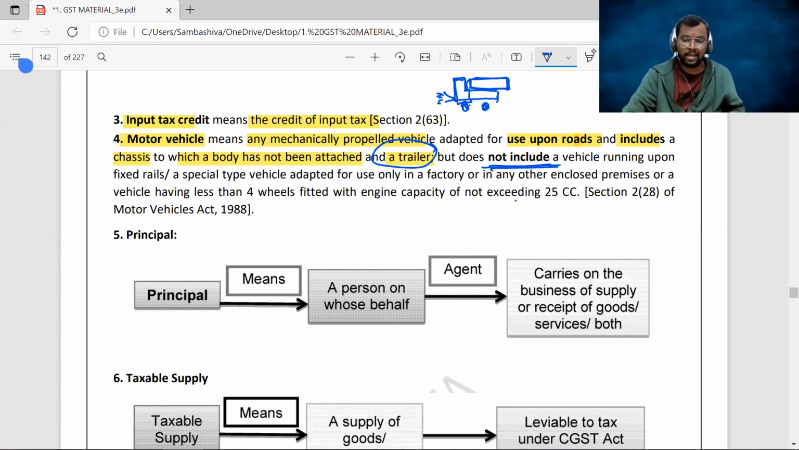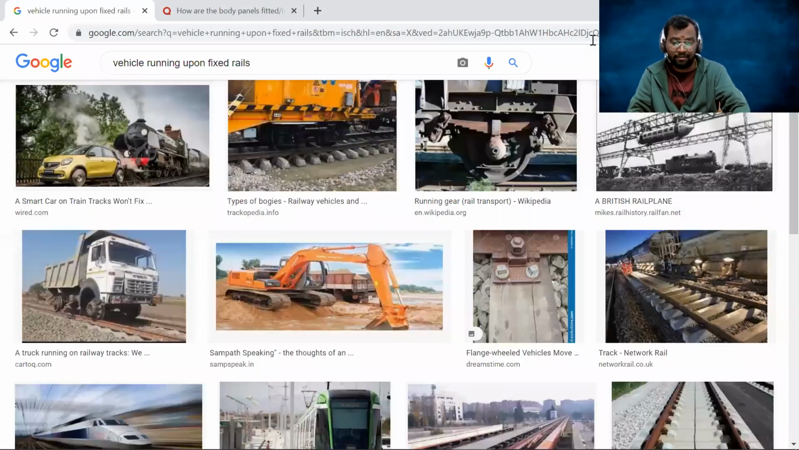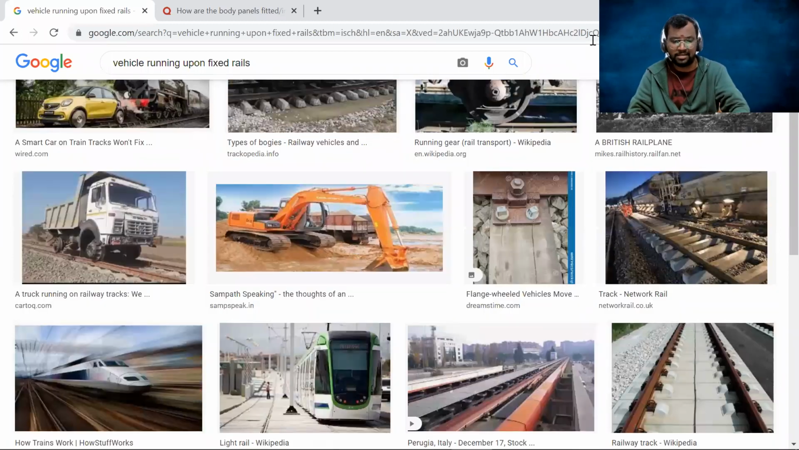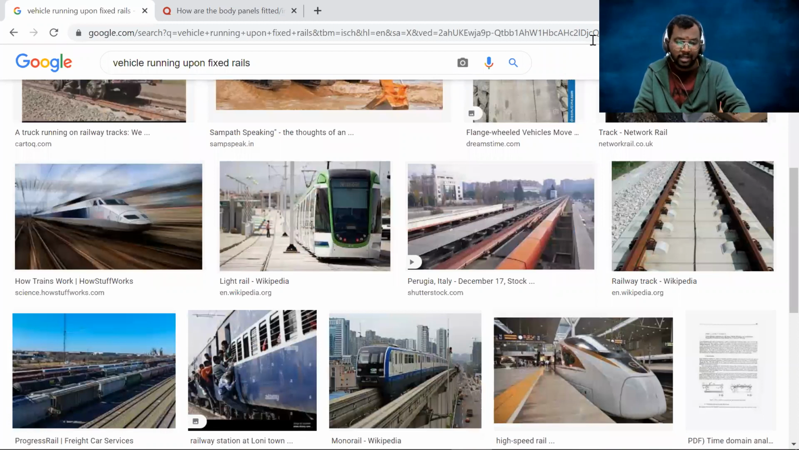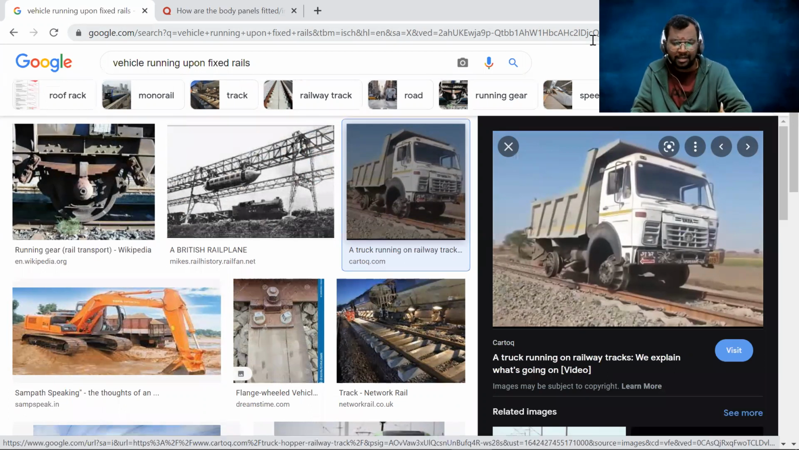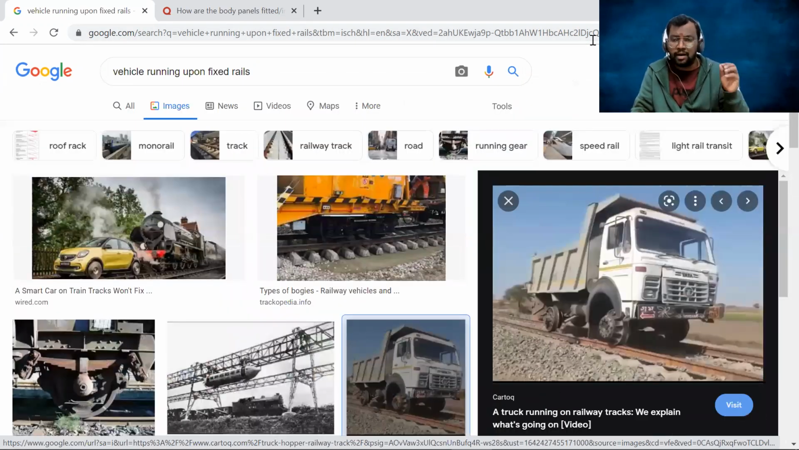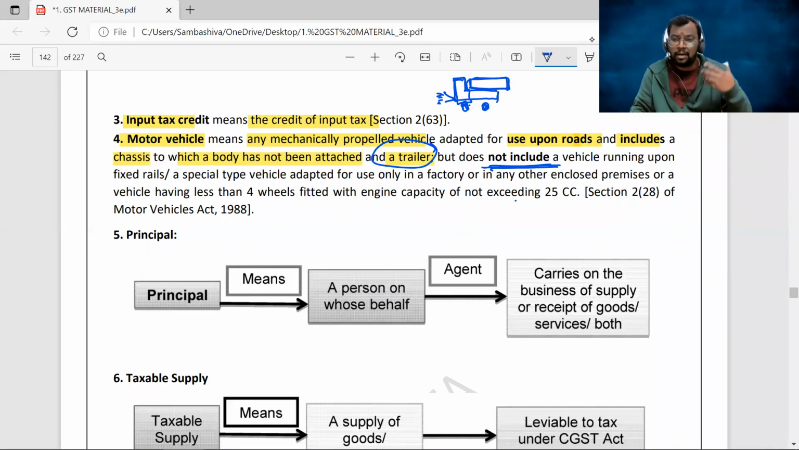Does not include a vehicle running upon fixed rails, right? A vehicle running upon fixed rails. So what do you mean by it? Let me take you to that images again. So these are some examples regarding the vehicles running upon the fixed rails. Nothing but majorly you can take the examples of trains, whatever the form it is, like monorail, metro rail, normal goods trains, right? Here even some vehicle you can see, observe a truck running on railway tracks, right? So even that is also covered here. So whatever the vehicles which are running upon the fixed rails, not covered under the definition of motor vehicles, it covered under the exclusions part.